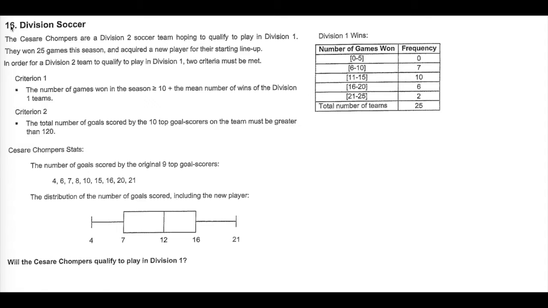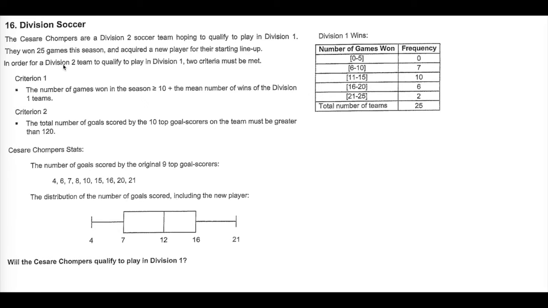Welcome to another question 16. This is the second question on the exam review. The Césaire Chompers are a Division 2 soccer team hoping to qualify to play in Division 1. They won 25 games this season and acquired a new player for their starting lineup. They now have 10 players.